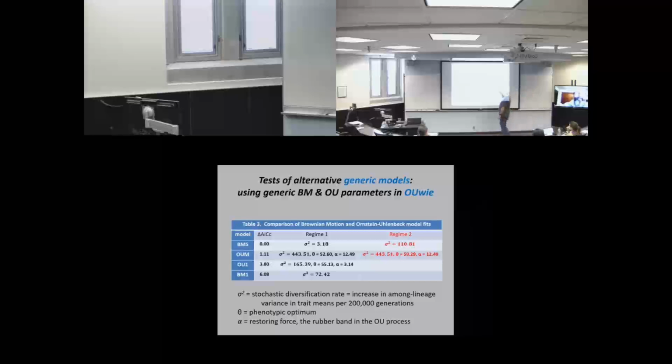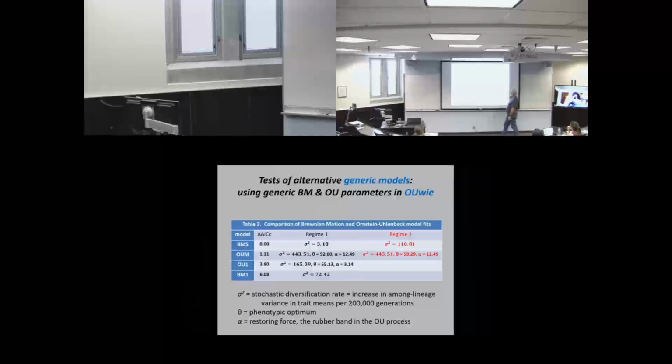So remember that sigma squared in these models is the stochastic diversification rate, and it increases the among lineage variance in trait means. Well, the units are the increase per 200,000, about 2,000 generations. That's the length of the tree that we're fitting. All right. And you can see it's a pretty big difference in diversification rate.